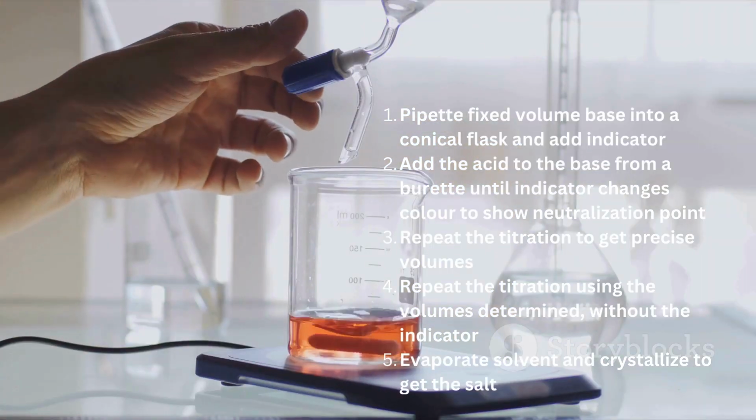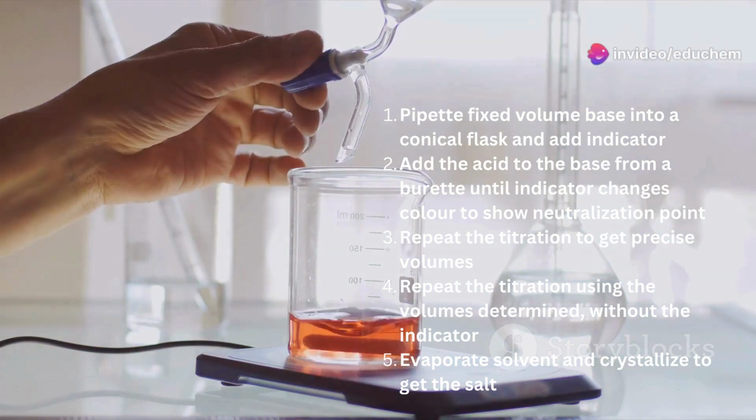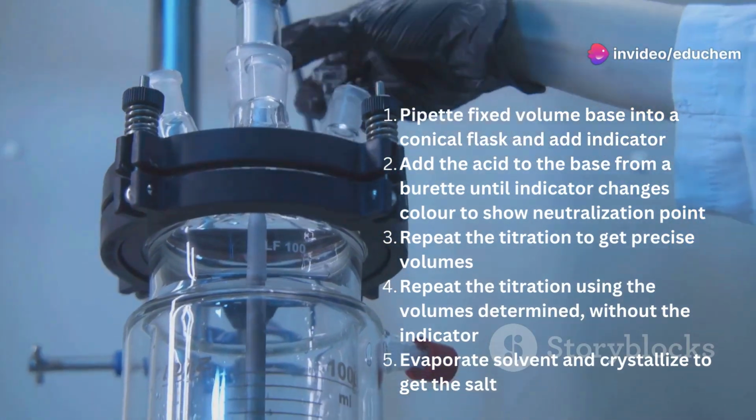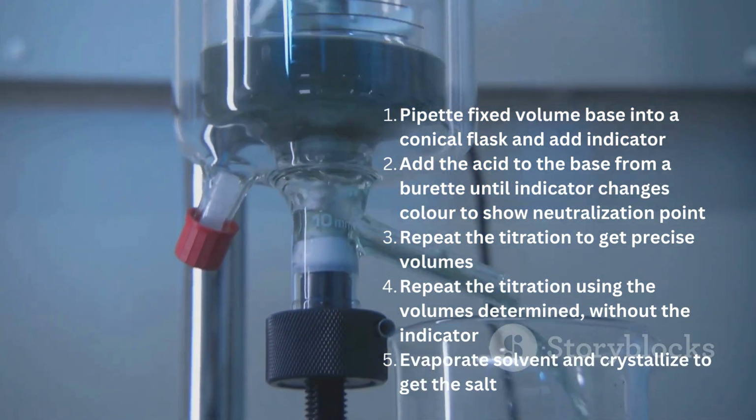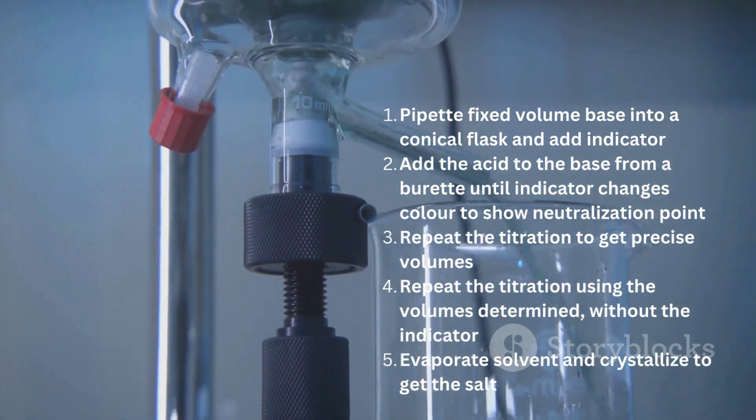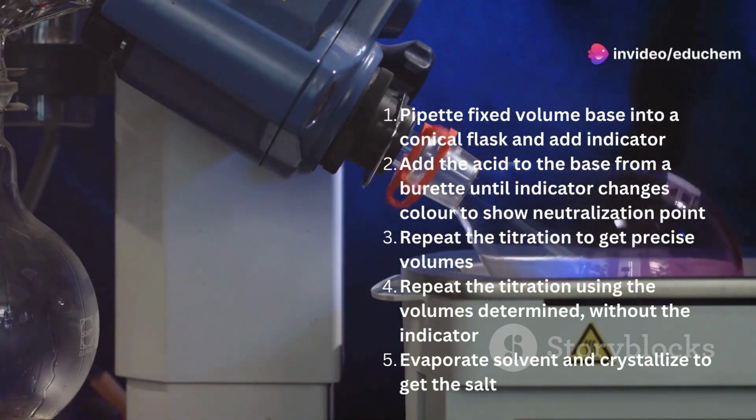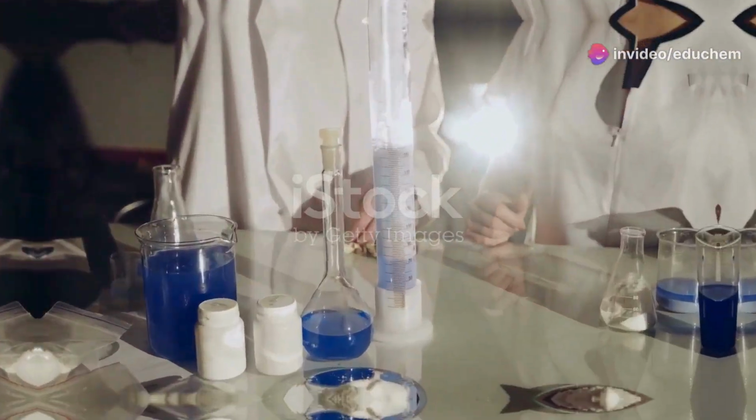Repeat the titration to get an accurate reading of the volume of acid and base required to neutralize each other. Now repeat the titration with the volumes determined, but this time without the indicator, so that the acid and base neutralize each other, leaving only the salt and water. Evaporate the water from the neutralized solution to crystallize the salt. Dry the crystals to obtain the pure salt.